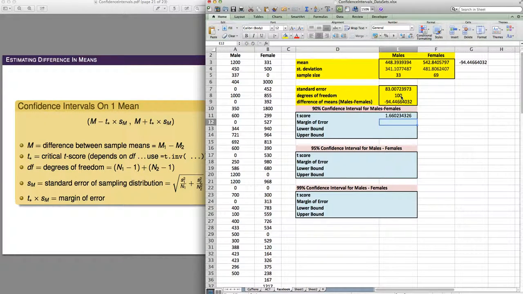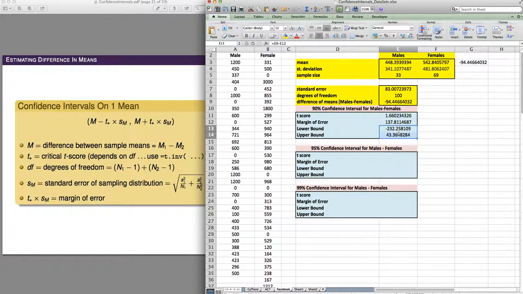So there's my t-score. My margin of error is calculated in the same way. T-score times standard error, enter. And now the confidence interval is in the same way. So I'm going to take my difference of means minus my margin of error, and my difference of means plus my margin of error, enter.